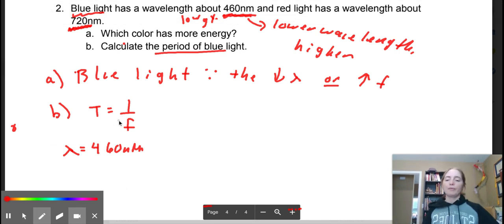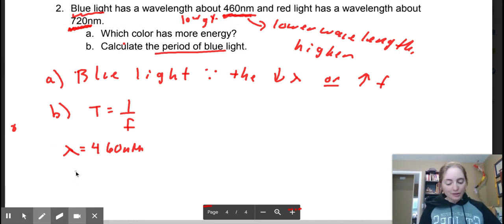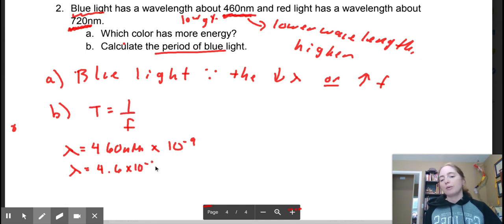Okay, well, we need to convert this, ladies and gentlemen, into meters. Never, ever, ever do your math in nanometers. So we're going to multiply that by our 10 to the power of -9, and we're going to wind up with 4.6 times 10 to the power of -7 meters.